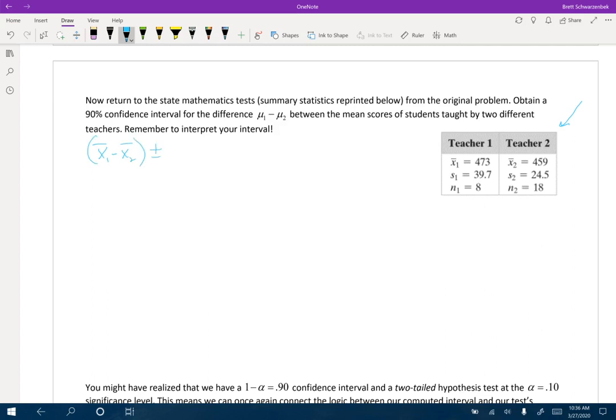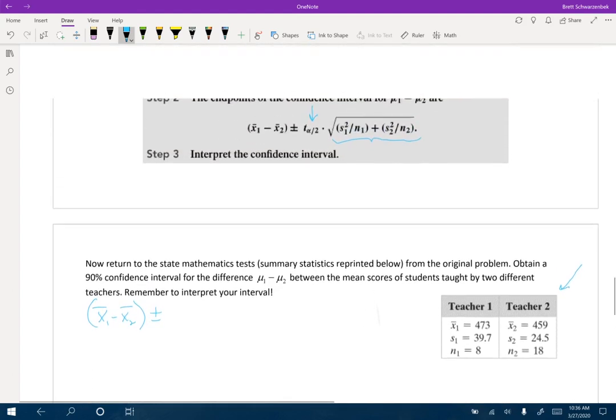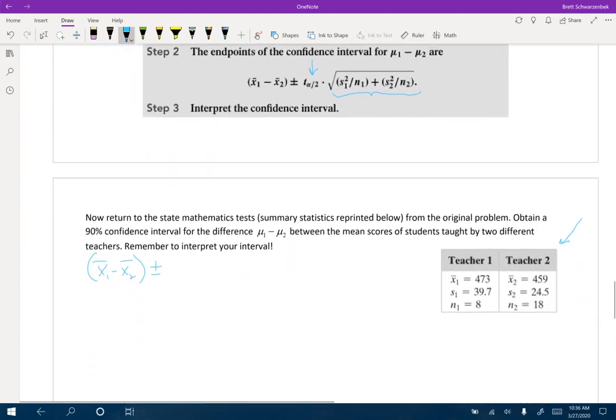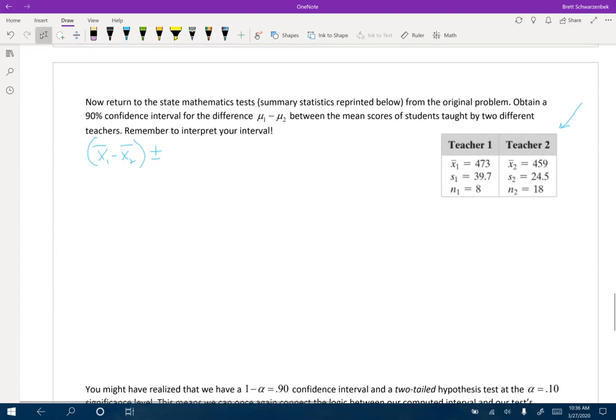We got plus or minus. Remember in this problem that we're looking at what looks like a 90% confidence interval. So if the confidence interval is 90%, that means alpha is 1 minus that, which is 10%. We need alpha over 2, which is going to be 0.05. So that means we want t sub 0.05, and we're going to multiply by the square root of the first variance over its sample size plus the second variance over its sample size.